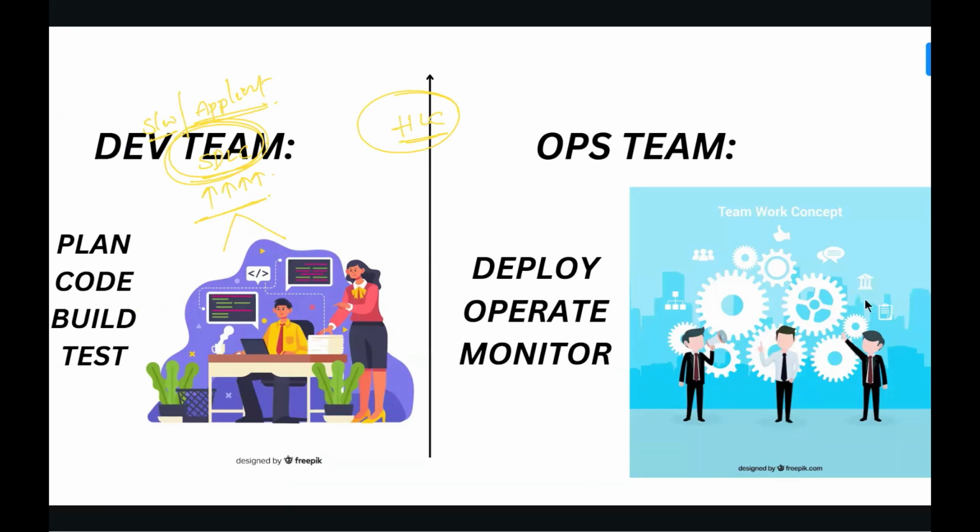Now, the things done by the development team: what will they do? They plan, code, build, as well as test. And the operational team? They deploy, operate, as well as monitor.